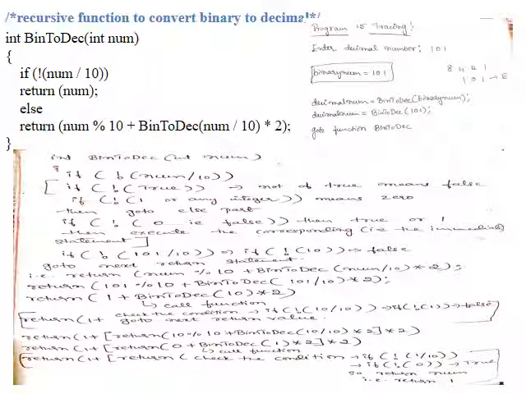Just go through the tracing. In the function, if not of num divided by 10 is evaluated as true, then execute the first return statement, that is return of num. Otherwise go for the second return statement.